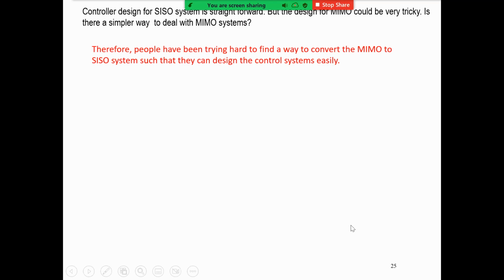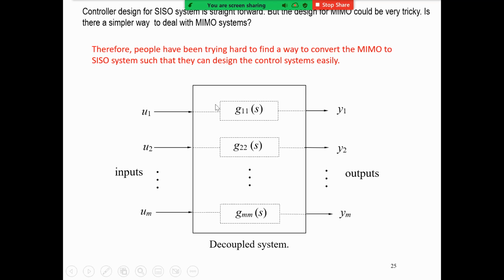Now the next topic is this. You have learned a lot of things about the design for the single input, single output case, but the multiple input case is more complicated. So we try to find a way to simplify the design for the multiple input case. We can first decouple the multiple input system into single input cases. So that is the decoupling. The purpose of decoupling is such that one input will only affect one output.